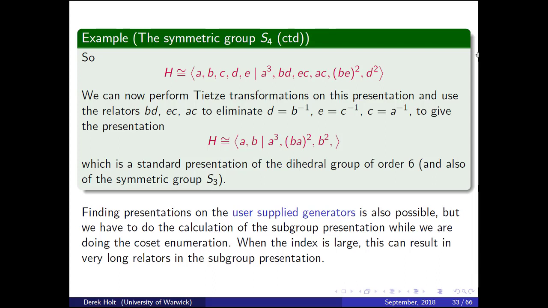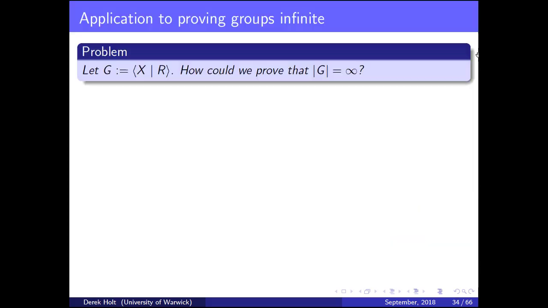Okay, so more than that, I've given you the easy version of the Reidemeister-Schreier, and I say the user supply generators, it's essentially the same thing, except you do it while you're doing the coset enumeration, rather than retrospectively. And of course, when you do that, you have to deal with coincidences and awkward things like that. So coincidences will give you extra subgroup relations, typically. Okay, so just to finish off this part of the topic, there's a familiar application of this.